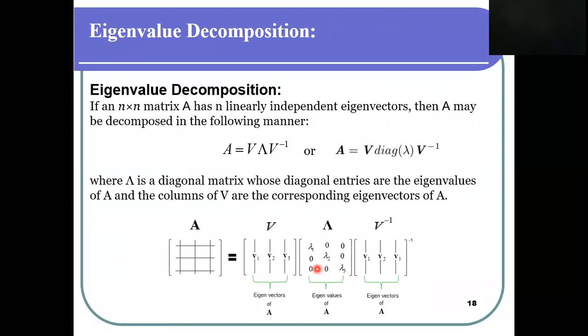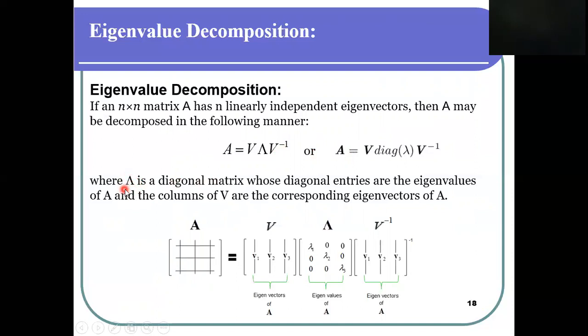So dear student, the eigenvalue decomposition problem. If you have a square matrix A and it has n linearly independent eigenvectors, then A may be decomposed in the following manner. A can be written as V, the diagonal matrix, and the inverse of V.